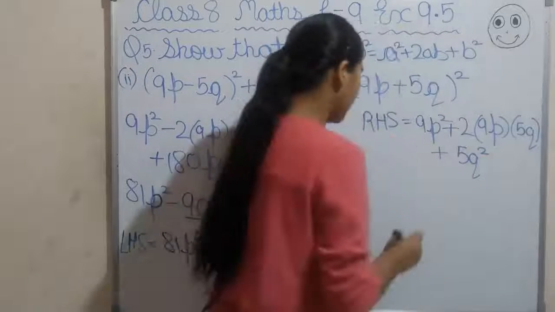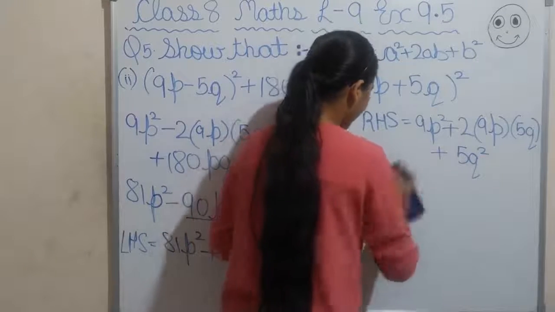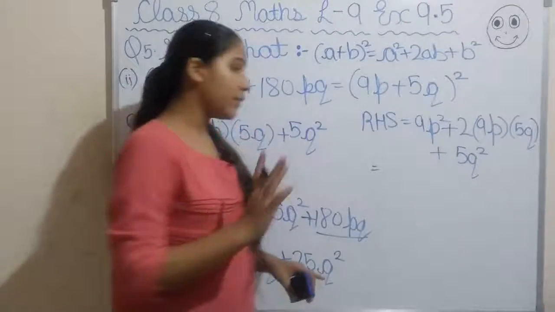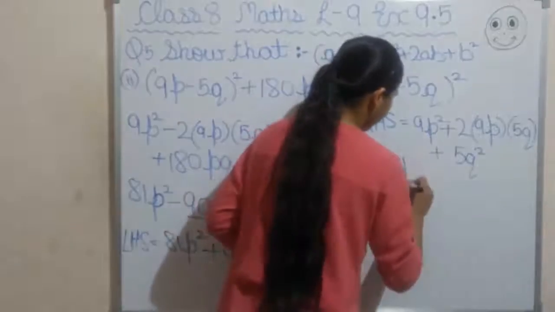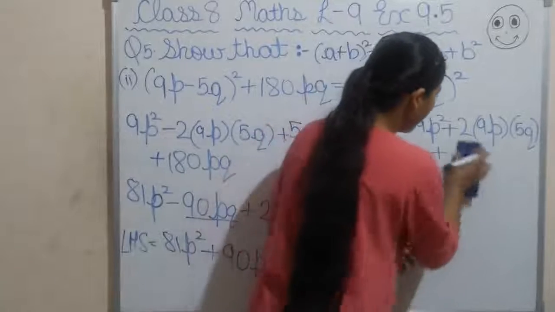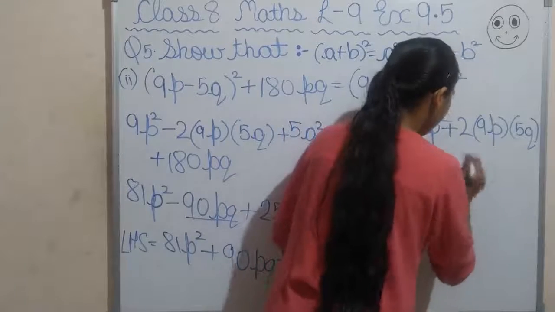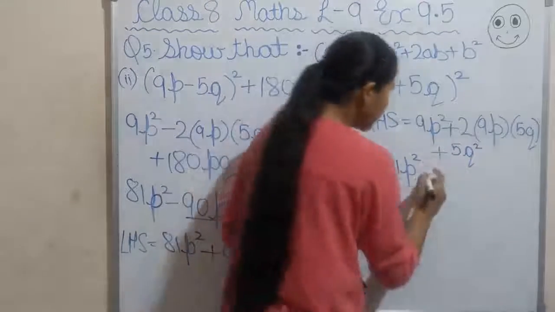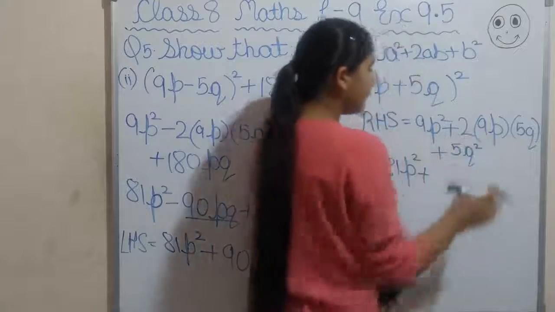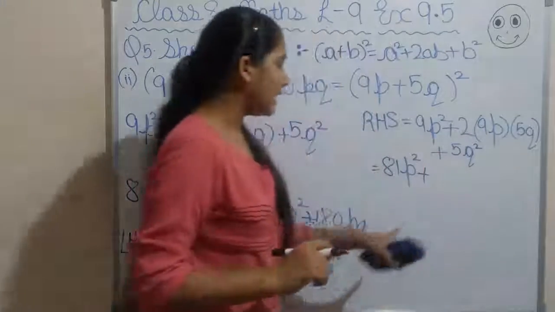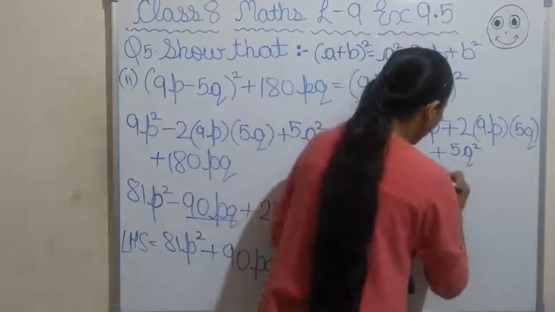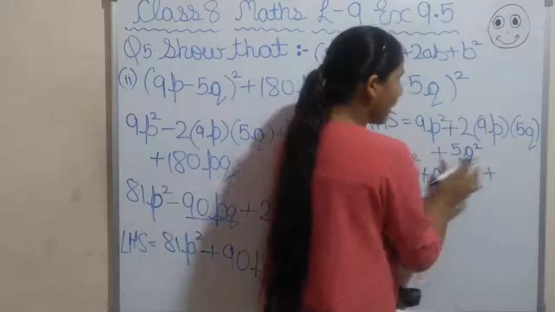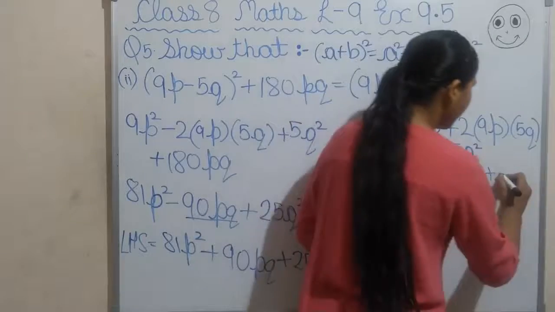Now we have to solve this. 9p square: 9 nines are 81, so 81p square. Plus as it is, 2 into 9 is 18, 18 into 5 we have just done, which is 90, so 90pq. And plus also as it is 5q square, 5 fives are 25, so 25q square.